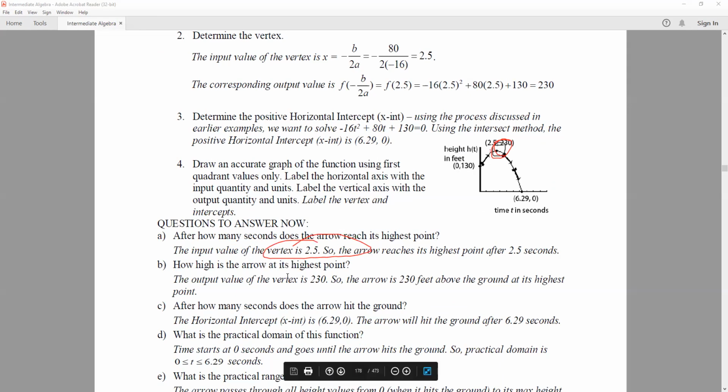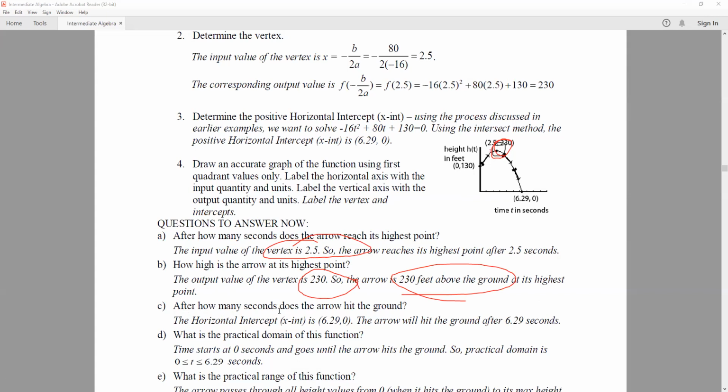B, how high is the arrow at its highest point? Again, the vertex. So it's 230 feet. 230 feet above the ground. Okay? You don't have to write the output value of the vertex or the y value of the vertex. No. You say it reaches its highest point after 2.5 seconds. The arrow is 230 feet above the ground at its highest point.